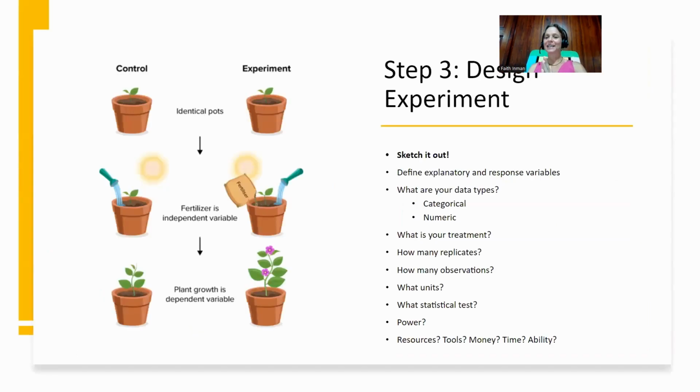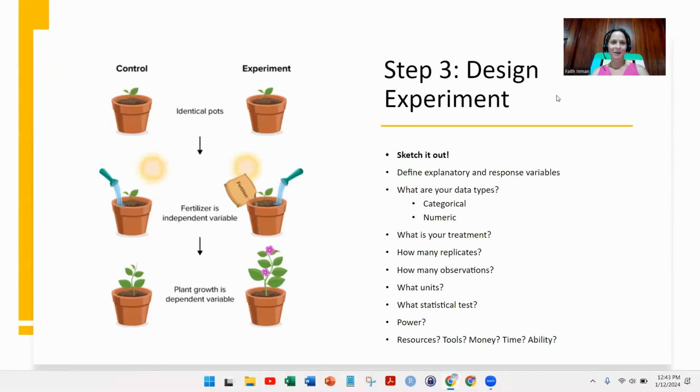Next, design the experiment. Now, this is a fun part. Once you know your question, you've done your background research, you can design the experiment. I don't know, can you see my face? I'll move it out of the way here. So when you design the experiment, the first step that I usually use is I sketch it out. I'm very visual. I like to draw it.